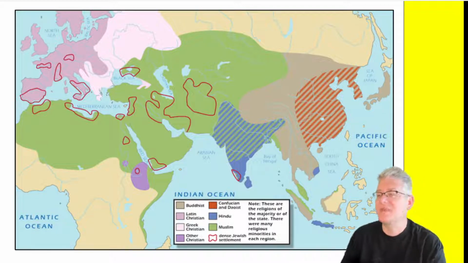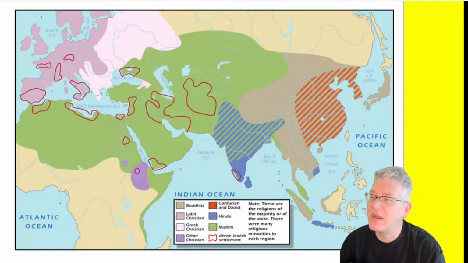Here's a good example of some of that spreading religion that you can see there. Again, the different religions: Islam, Hinduism, Confucianism, etc. So you can see these things in various places and some of the spread at this time. But also look at those little lines there, right? Dense Jewish settlement.